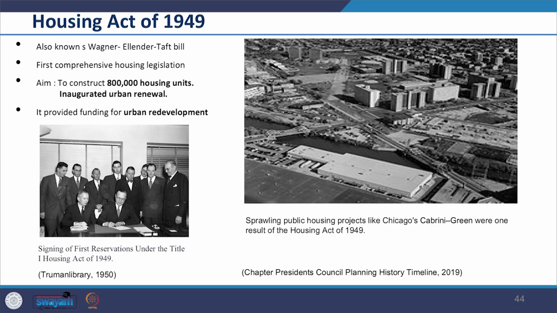Later on in 1949, we see the Housing Act come up, the Wagner-Ellender-Taft Bill. It was the first comprehensive housing legislation, which aimed to construct nearly 8 lakh housing units and inaugurated urban renewal. So, you see how urban renewal initiatives started taking place. Majorly through this act, it provided funding for urban redevelopment.